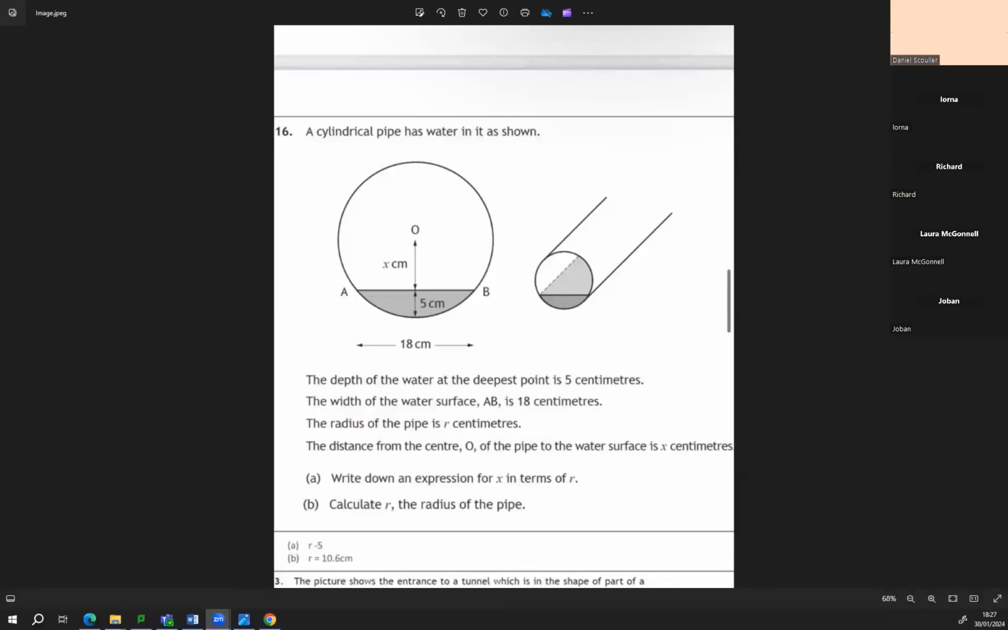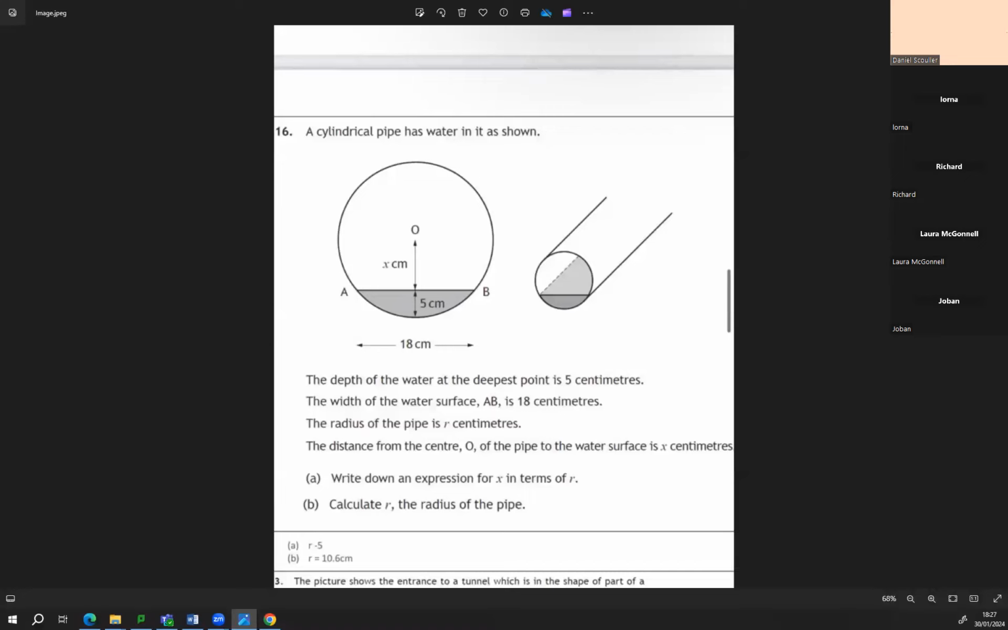For the guys online then, I'll just share the question for a couple of minutes. Share that. Alright, so for those online, just have a wee look at that. Okay, so this is a question we're looking at here.